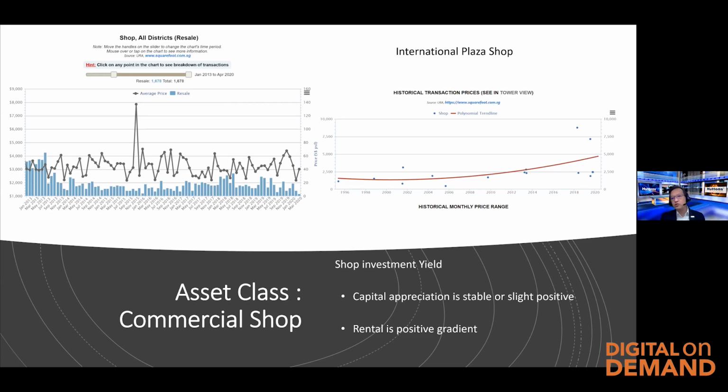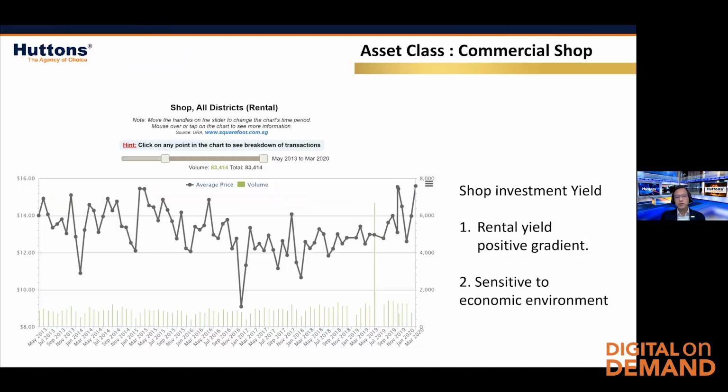So you start to see that over a period of time in International Plaza, the shops, the capital appreciation is relatively positive, okay? And then the rental is also positive. If I go to these slides and I show you, yes, over here you could see that the rental returns is relatively a positive ingredient. So this is another great asset class that you can consider investing in.